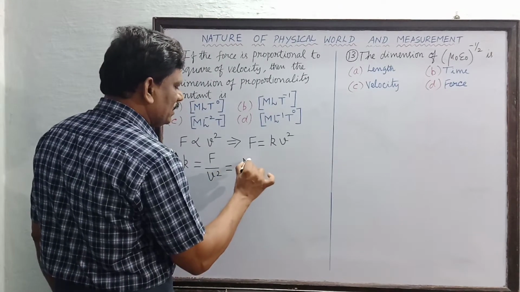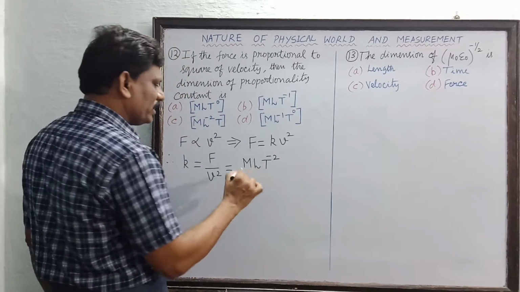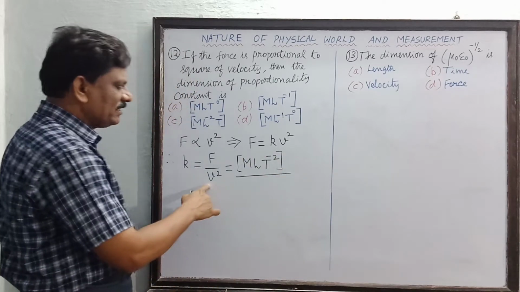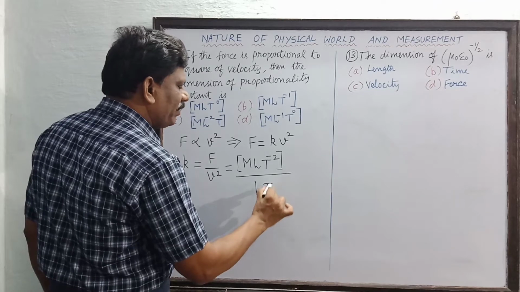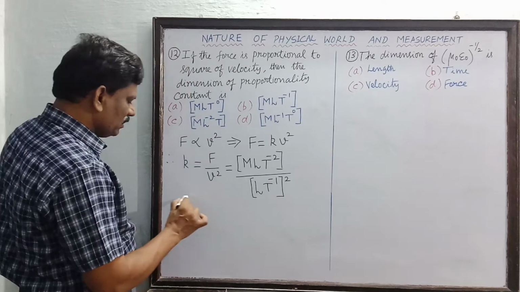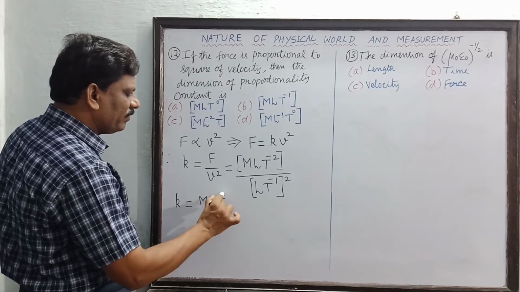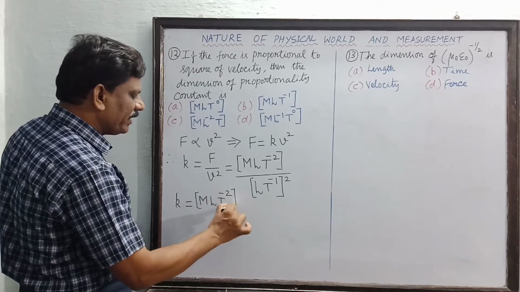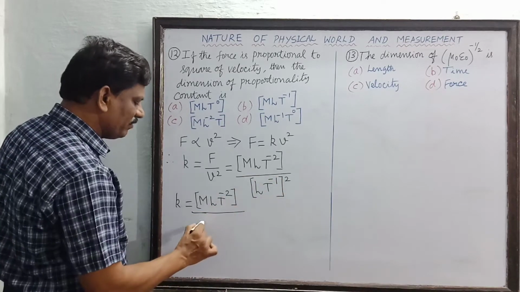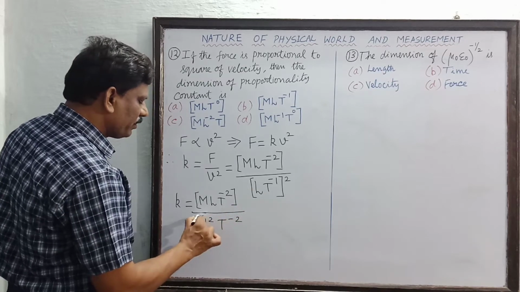So force is M L T power minus 2, mass into acceleration, divided by velocity, which is L T power minus 1, and it is raised to the whole square. So K is now equal to M L T power minus 2 divided by (L T power minus 1) whole square, is it not? So the first term will become L square, the second term will become T power minus 2, like this.